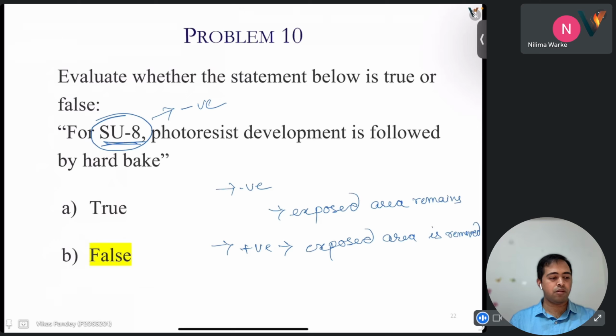Hello. Am I audible? Is this correct? Yes, understood. Actually, I also got confused.